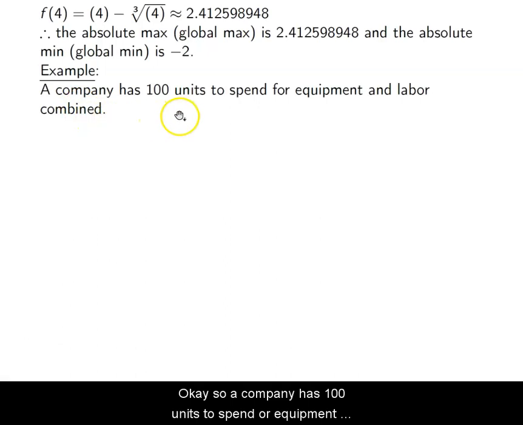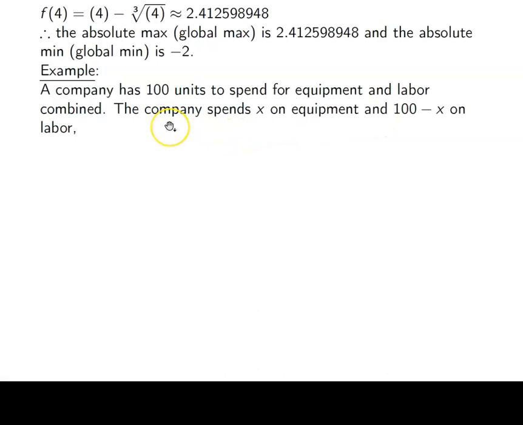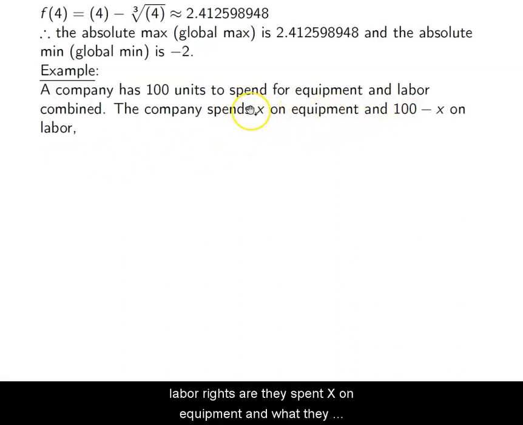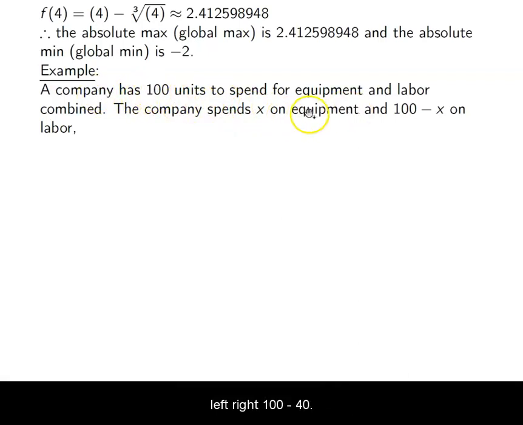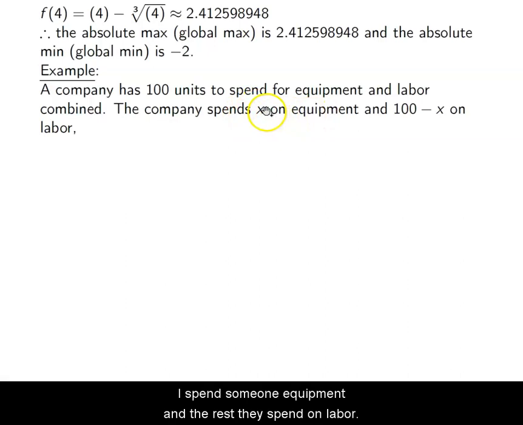Okay, so a company has 100 units to spend for equipment and labor combined. The company spends X on equipment and 100 minus X on labor. So they have 100 units total. They split it, not evenly, between equipment and labor, right? So if they spend X on equipment, then what they have left is 100 minus X. So for instance, if you spend $40, then you have $60 left, right? 100 minus 40. So they spend some on equipment and the rest they spend on labor.